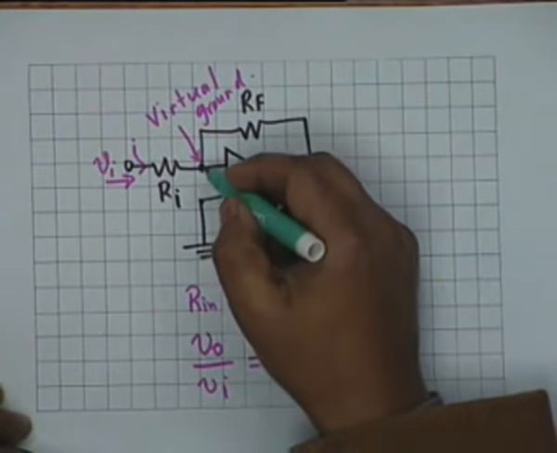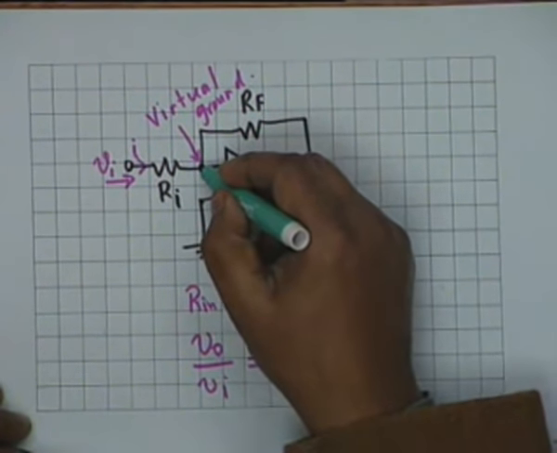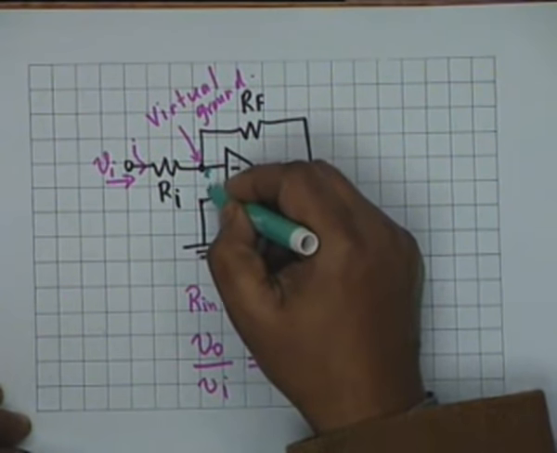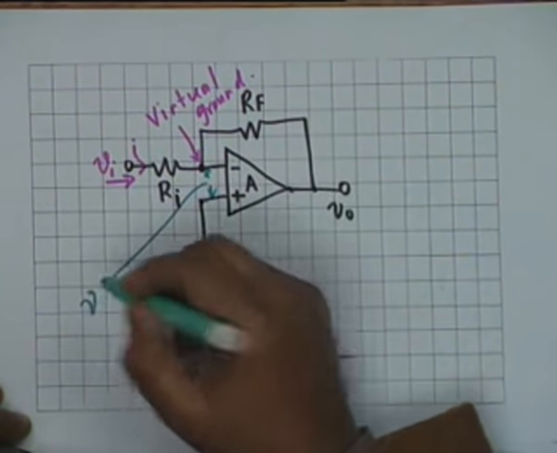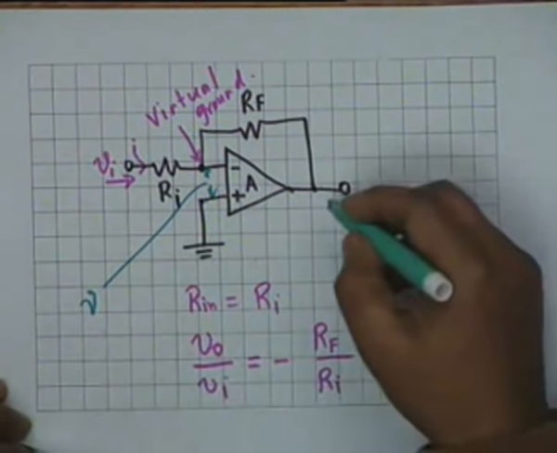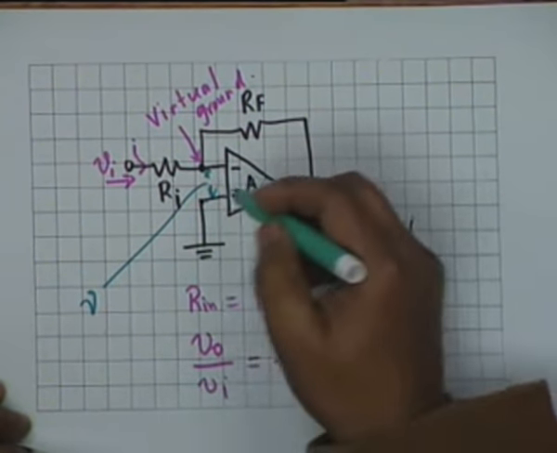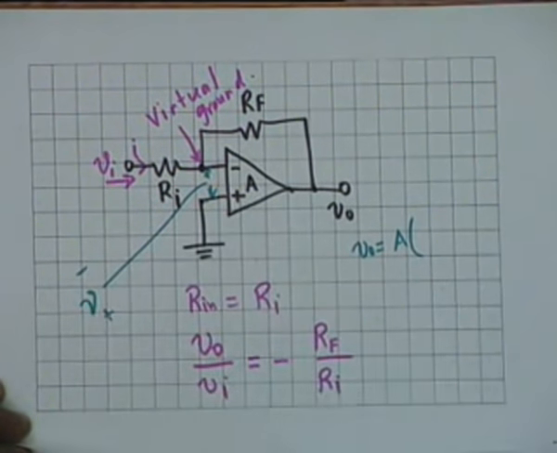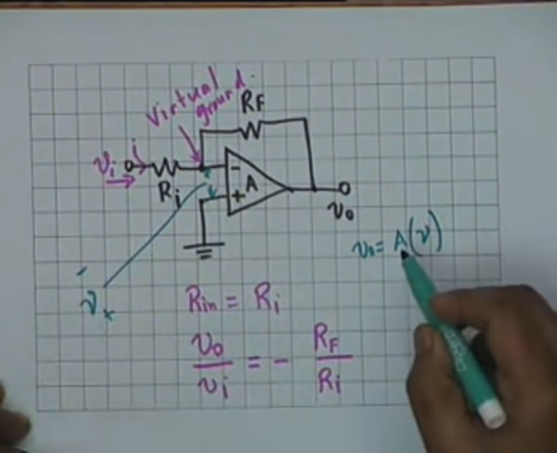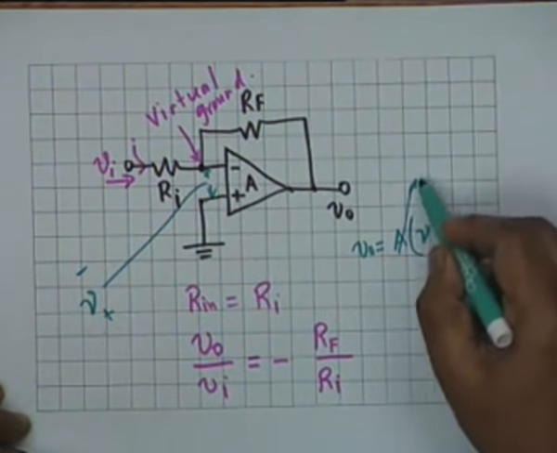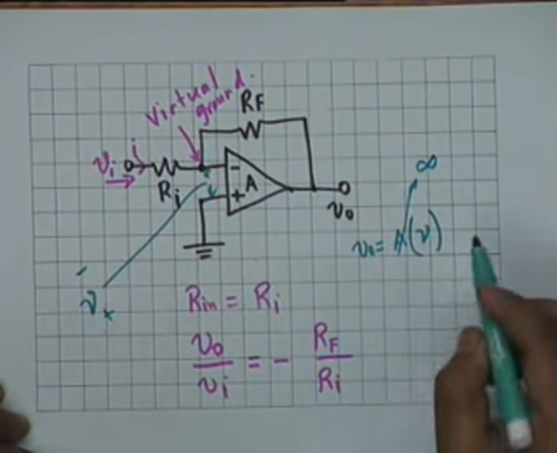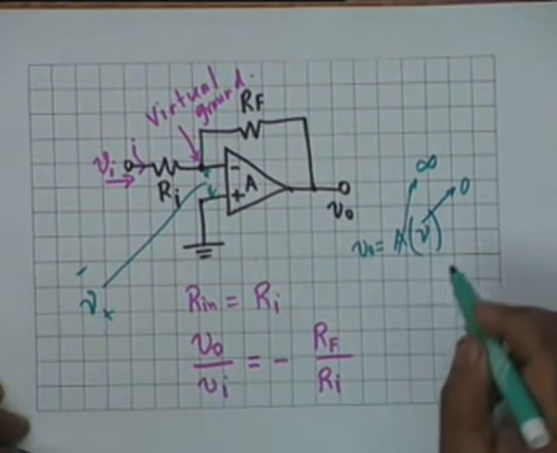The relationship is this: the potential difference between these 2 points, let us call this as some value, let us say nu. Then V0 is given by A times, if the polarity is like this, A times nu. Alright. Since we have assumed capital A tends to infinity, nu tends to 0.